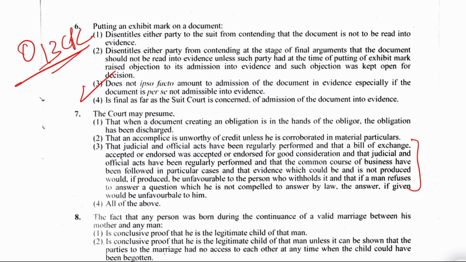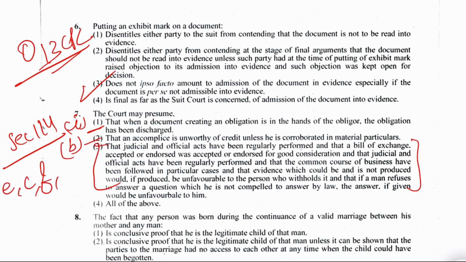Well, the whole question is related to section number 114 of Indian Evidence Act, and all these options are basically illustrations of that section. For example, option number 1 is illustration I, and option number 2 is illustration B, and next one, option number 3 is basically illustrations E, C, F, G, and H. So all these are illustrations. So right answer will be what? Option number 4, all of the above.